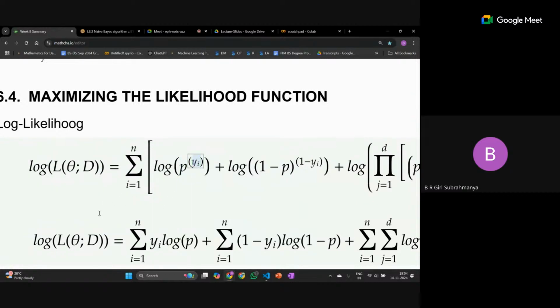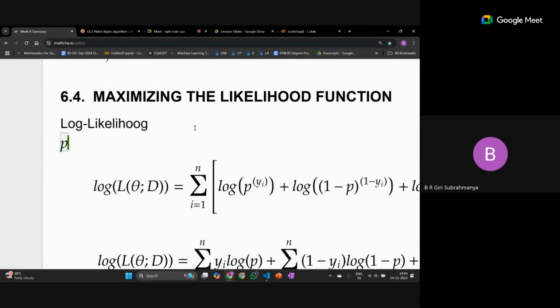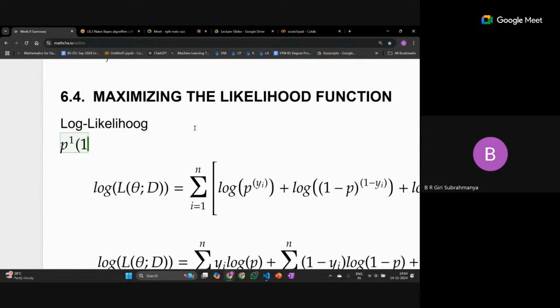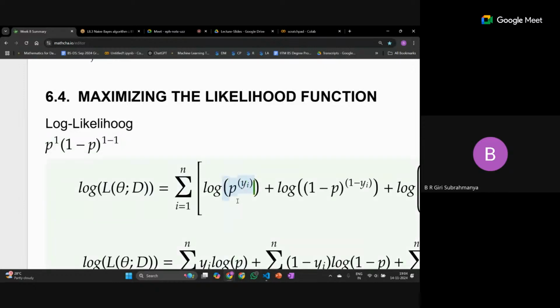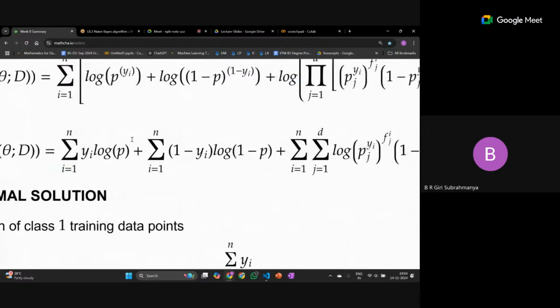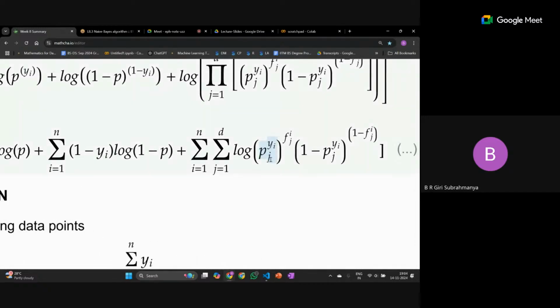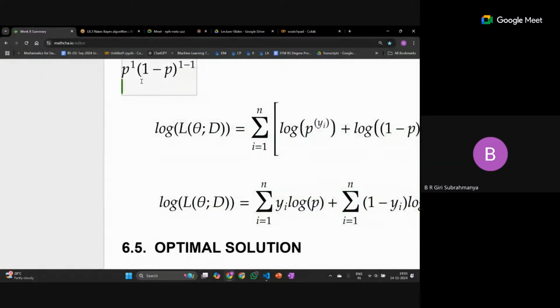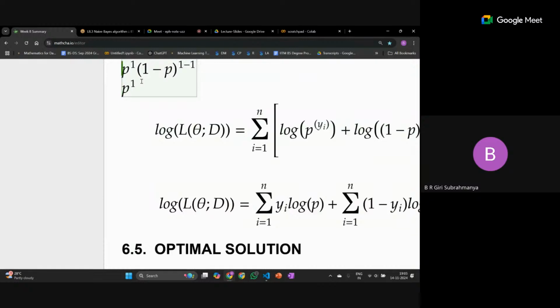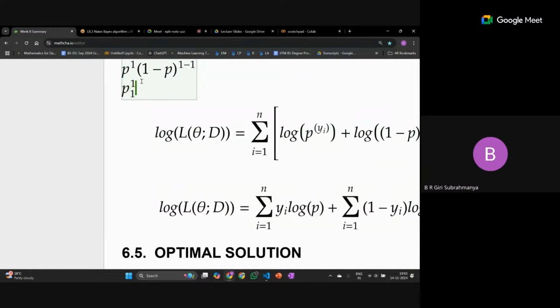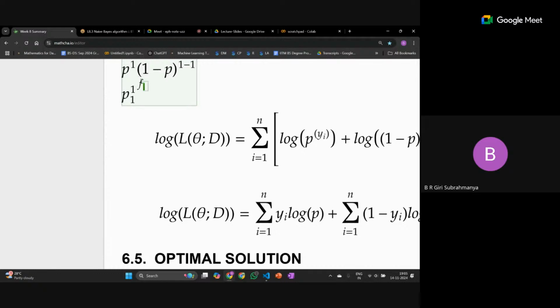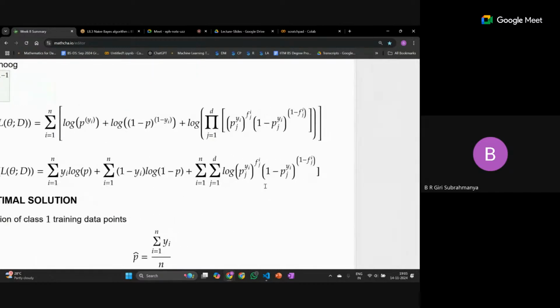So what I'm saying is, here it is p to the power 1 times (1 minus p) to the power 1 minus 1. So this y corresponds to this one here. Whereas this notation here, p_yi to the power f_ij, you should not multiply these two things, because this is like p_11, so p_11 to the power of the feature. So you should not multiply these two. Just for your observation, I'm just saying.